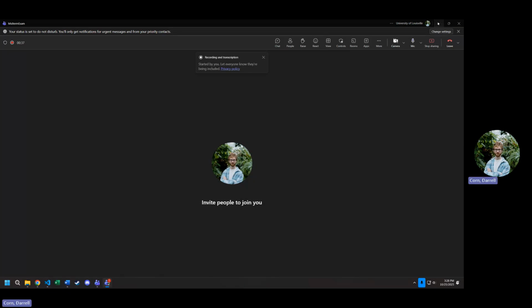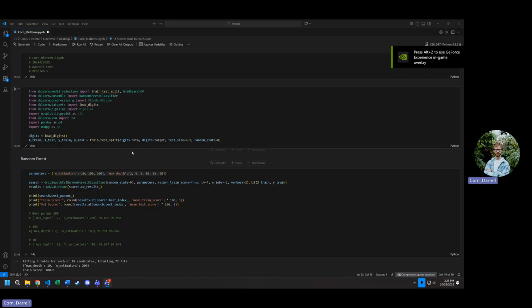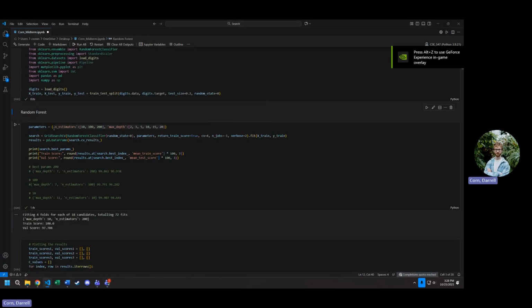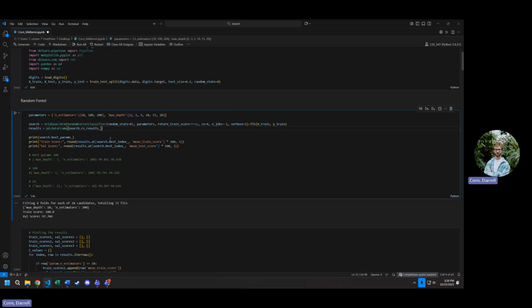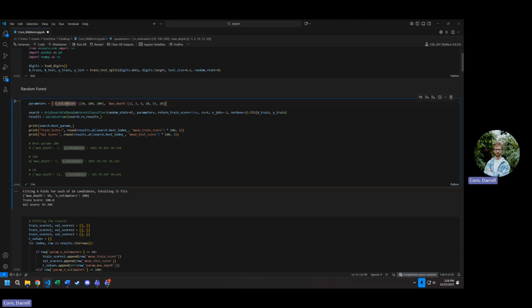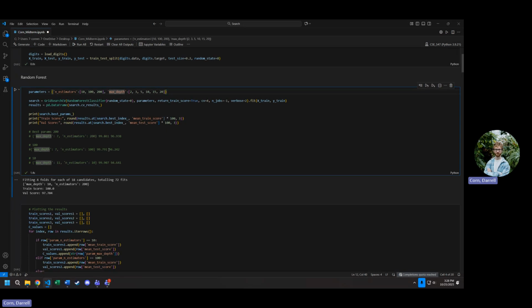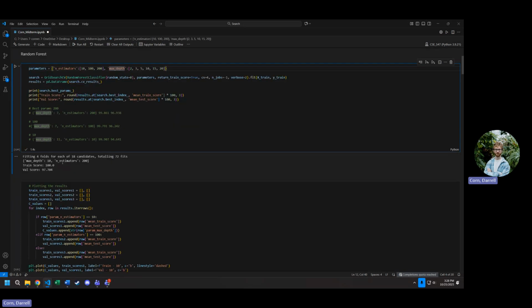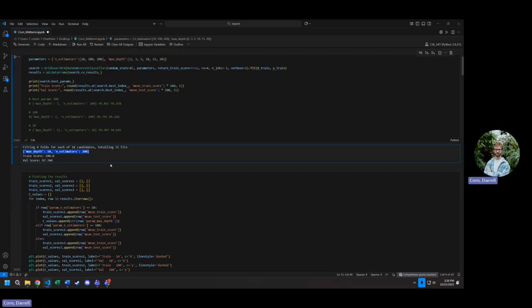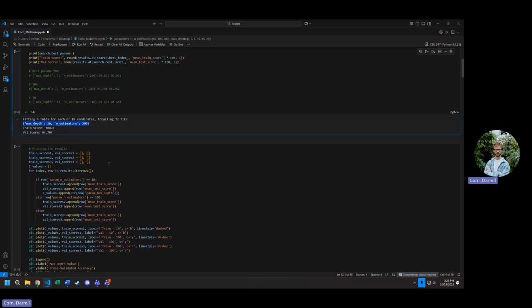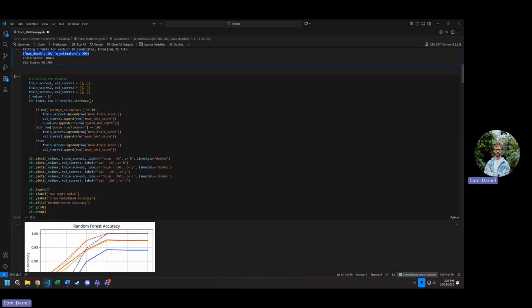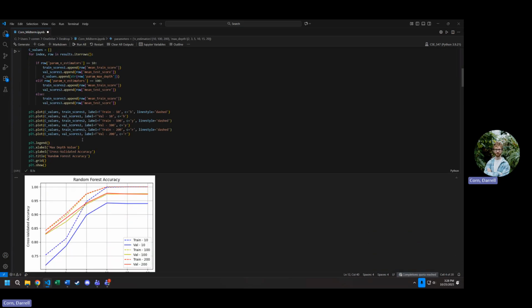Let's start with looking at the code for question 5. Within my code, I first search for some random forest hyperparameters using the n estimators and maximum depth. We find the best combination there. And then using all of those tests that we just ran, we can plot the results on a graph.